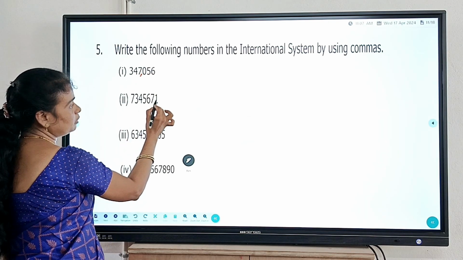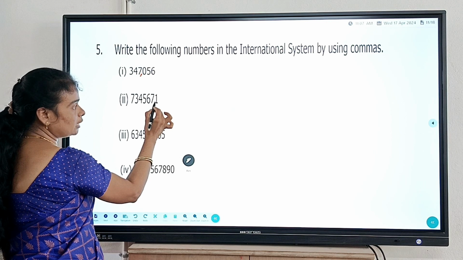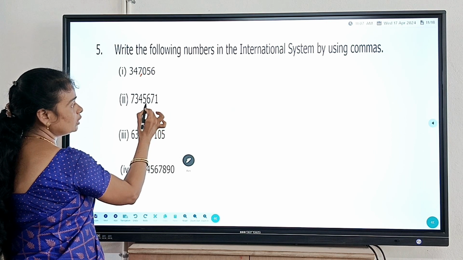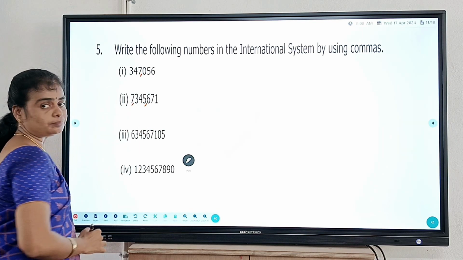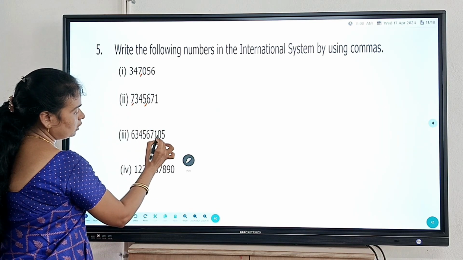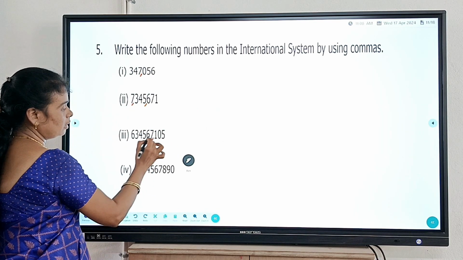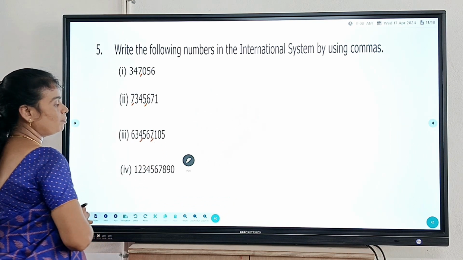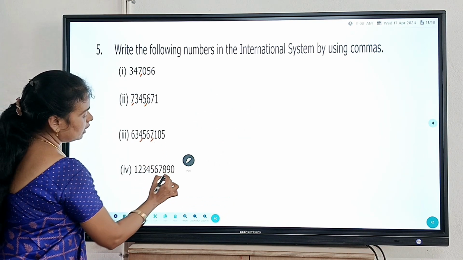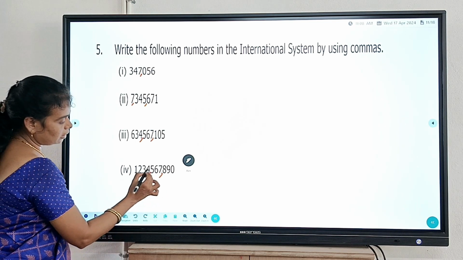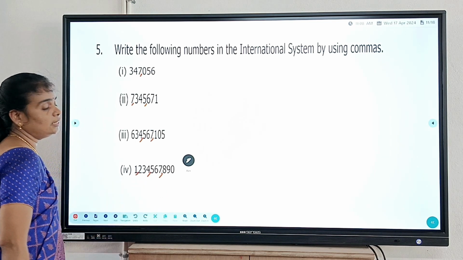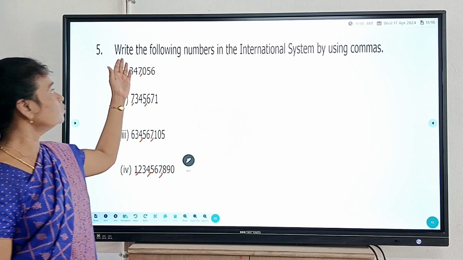The second sum. Again count the number of digits from the last. 1, 2, 3, comma, 1, 2, 3, comma. The next one, 1, 2, 3, comma. Then again after 3 digits you are placing a comma. The last one, comma. After 3 digits again another comma. And after 3 digits again another comma. So we have solved this.